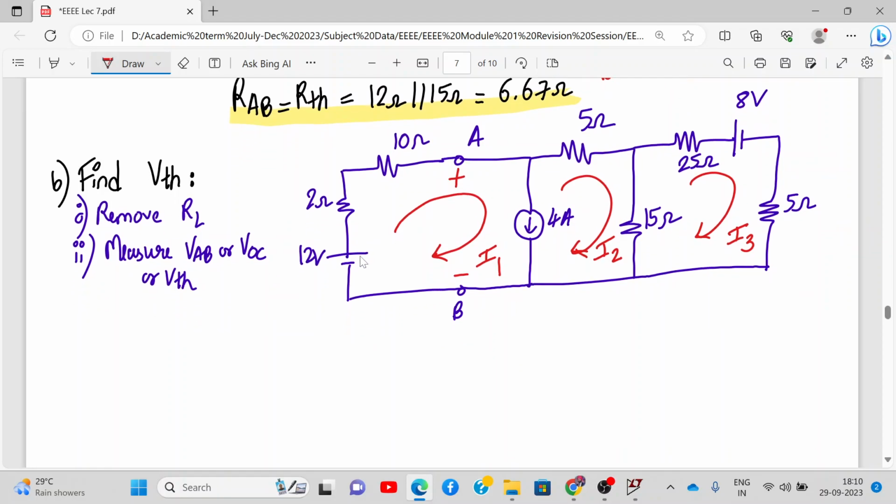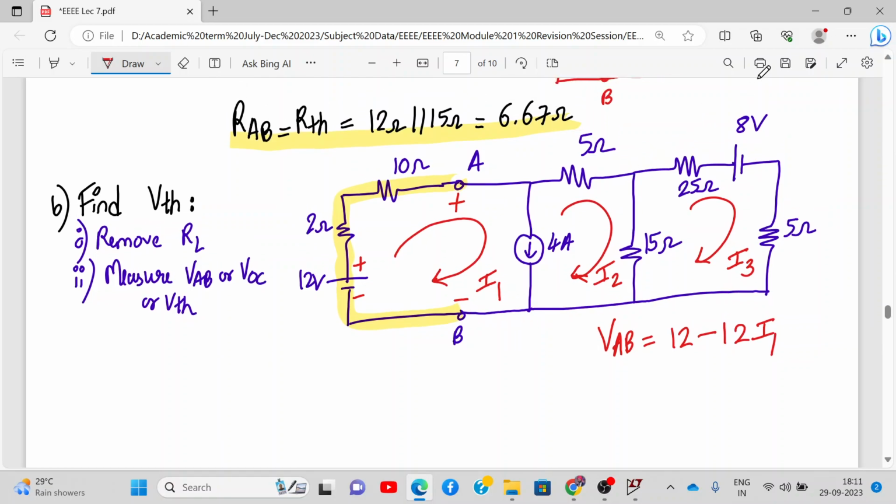Now if we see that carefully, we'll always start with B and go up till A. Now this will be minus plus, so this is a rise in potential. So your value of VAB at the end, if you calculate the value of I1, will be 12, and now the current direction and the direction of the flow is the same. So these two resistances are in series, so that will be minus 12 into I1. So 12 minus 12 I1 will be the value of VAB. So our aim is to find the value of I1 using mesh analysis.